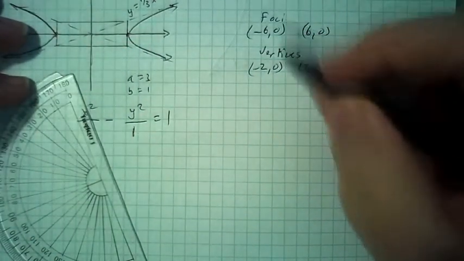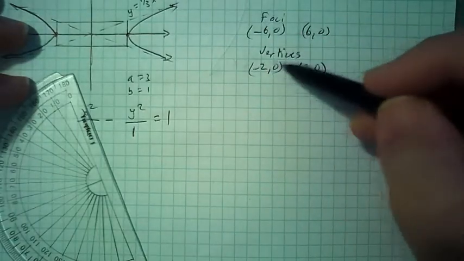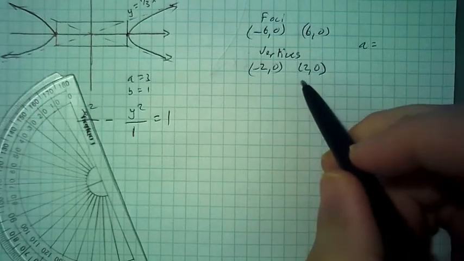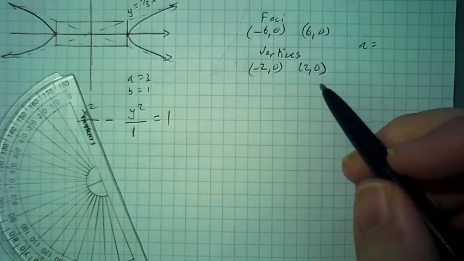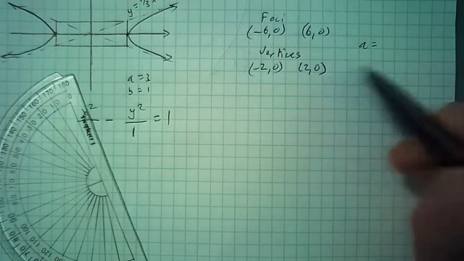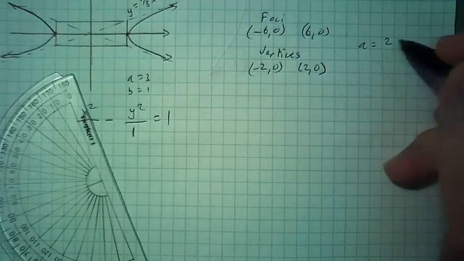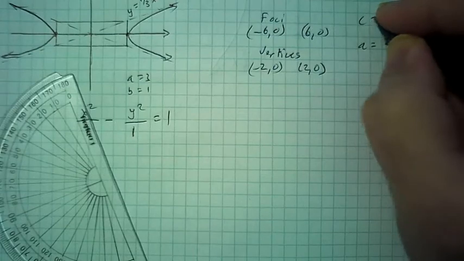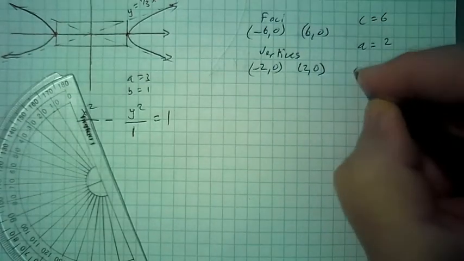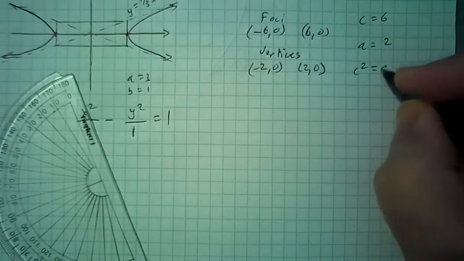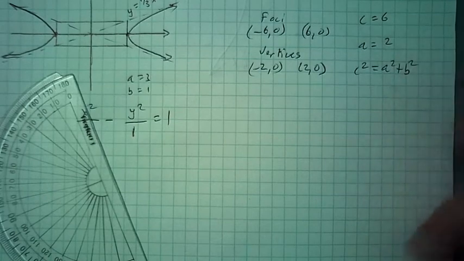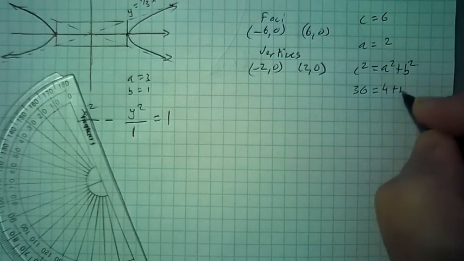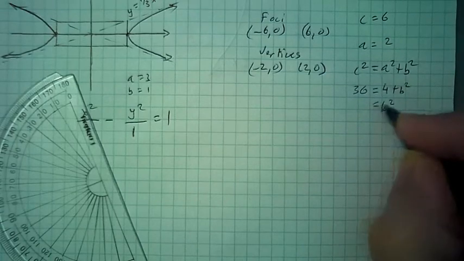Although I know just from the fact that these are the vertices that A is going to be how far away the vertices are from the origin. Which means A is 2 in this case. And since the foci are 6 away from the origin, C is going to be 6. C squared equals A squared plus B squared. So 36 has to equal 4 plus B squared, which makes B squared 32.